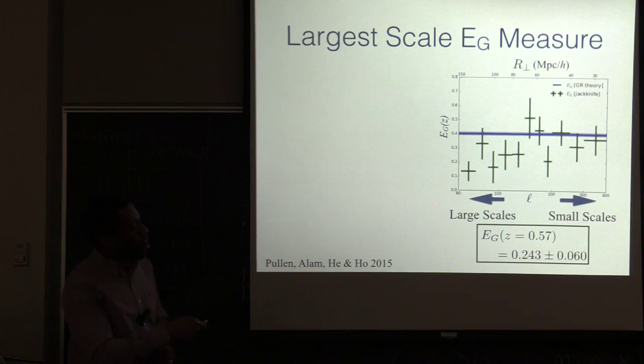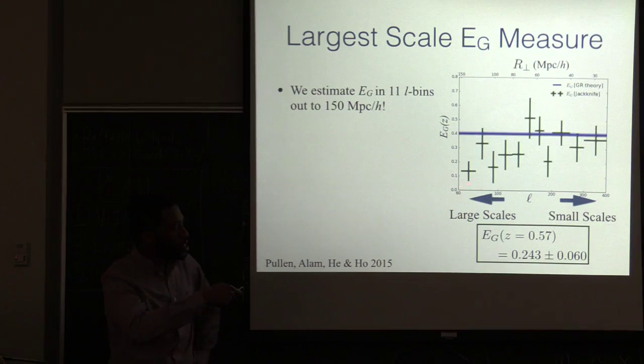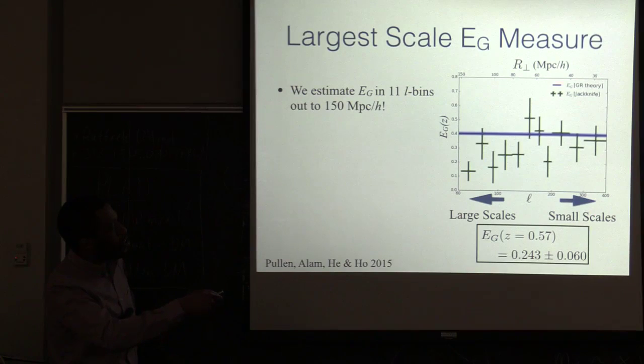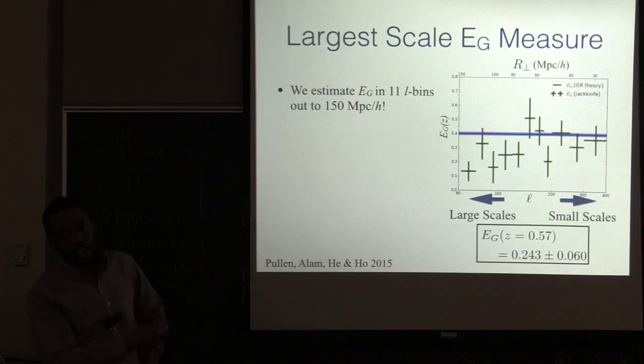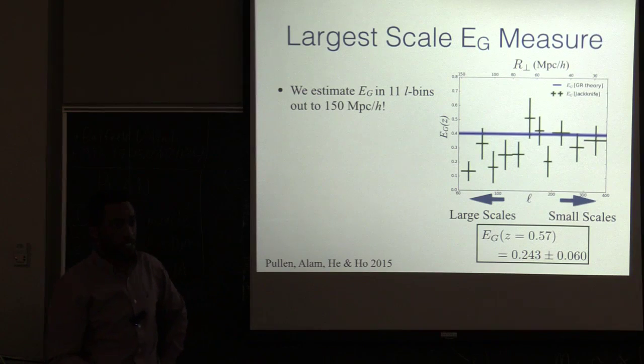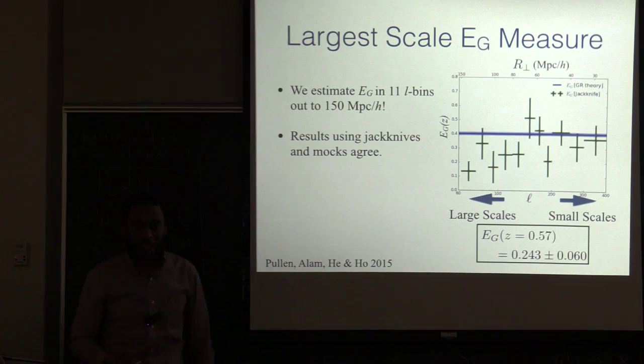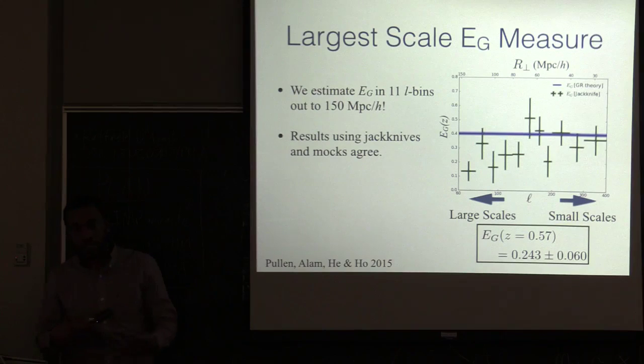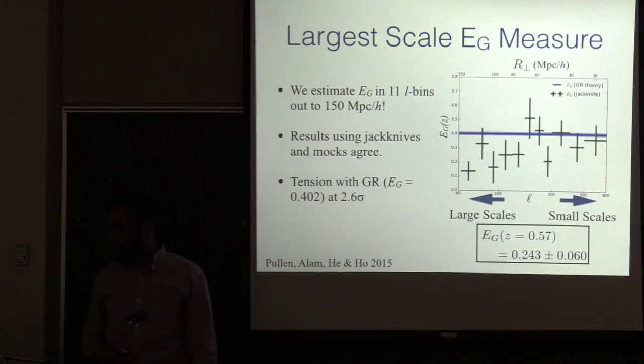Finally, here is our measurement of E_G using these measurements that we perform. Specifically, we measure E_G in 11 different ell bins. And notice on the top here, we probe E_G all the way out to 150 megaparsecs, something that hasn't been done with any E_G measurements before, and not with many gravitational measurements either. We use a jackknife resampling in order to calculate the errors for this measurement. And what we find is we do find some tension with GR, again around a 2.5 sigma deviation from GR, due mostly to the lensing deficit that we showed earlier.